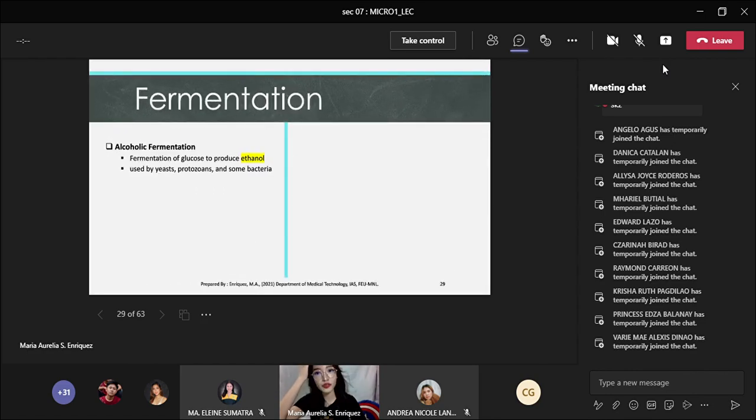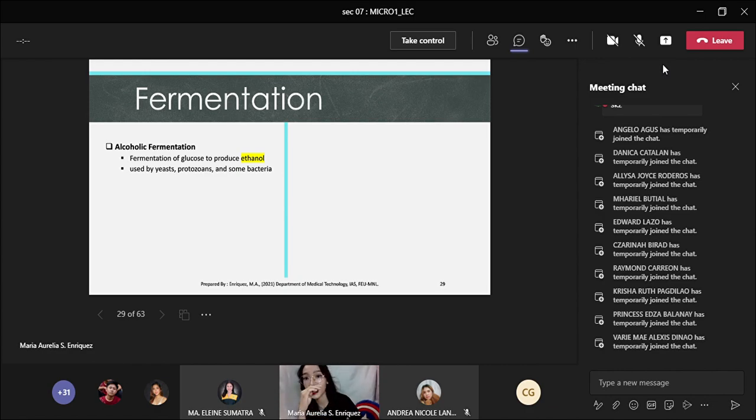All right, so on to fermentation. These processes do not require oxygen. So ito po yung forms of bacterial metabolism na kayang gawin ng mga obligate anaerobic, facultative, and aerotolerant anaerobes. So medyo marami po ito, pero ang pinakailangan lang naman natin tandaan dito is kung ano-ano yung mga end products nila. First is alcoholic fermentation.